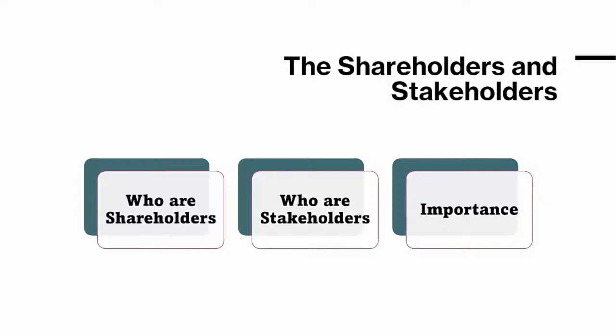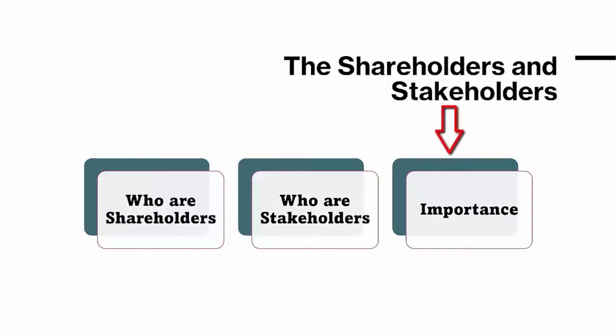Let's say a factory opens in a town, providing jobs to hundreds of residents. Even though most townspeople don't own shares in the factory, they are stakeholders because they are affected by the factory's operations. If the factory succeeds, it provides stable jobs and contributes to the local economy.